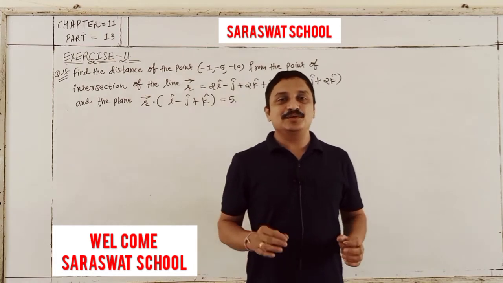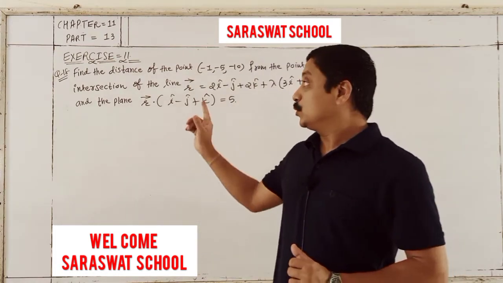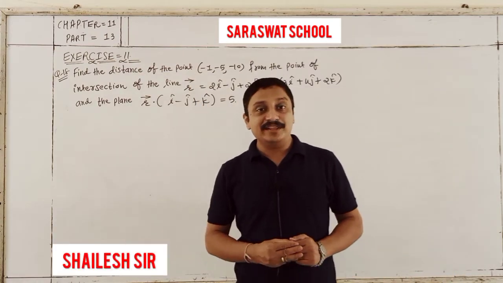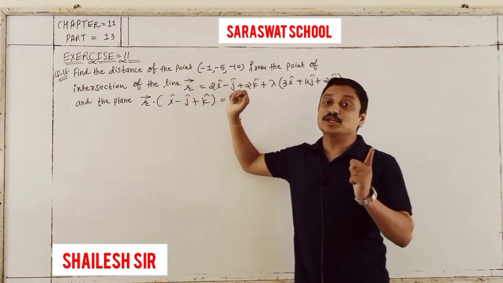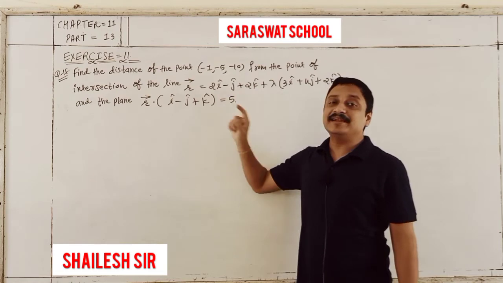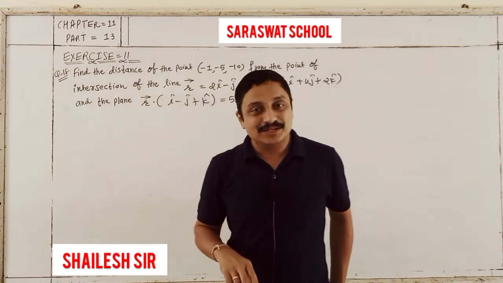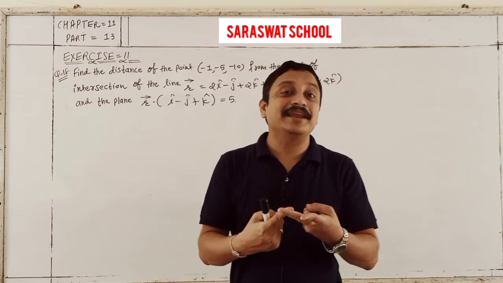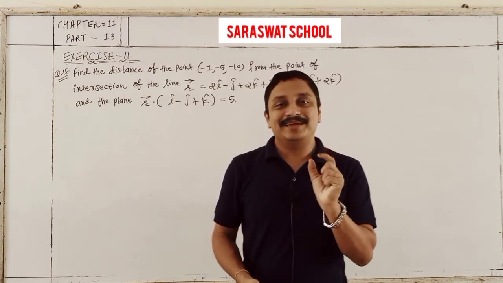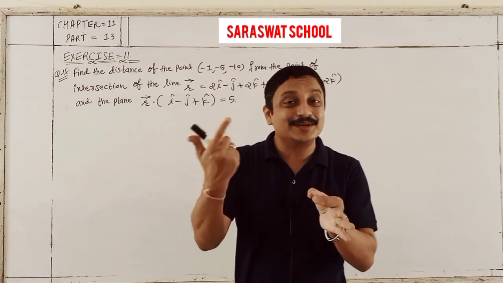Students, today I continue our Exercise 11, question number 18. Find the distance of the given point to the intersection of the line and the given plane. First of all, the intersection between a line and a plane is one point, and we need the distance from that point to the given point.